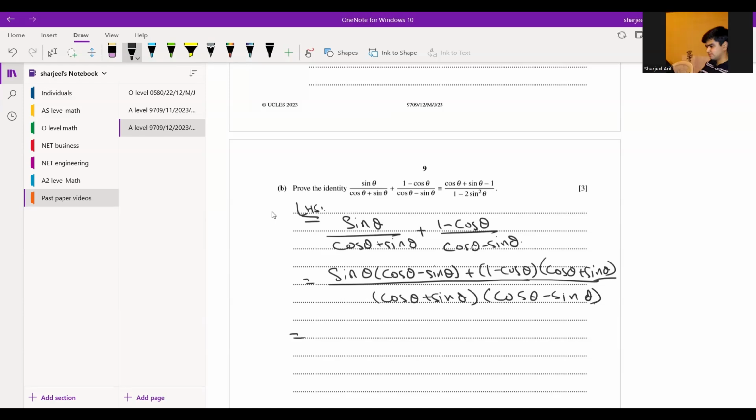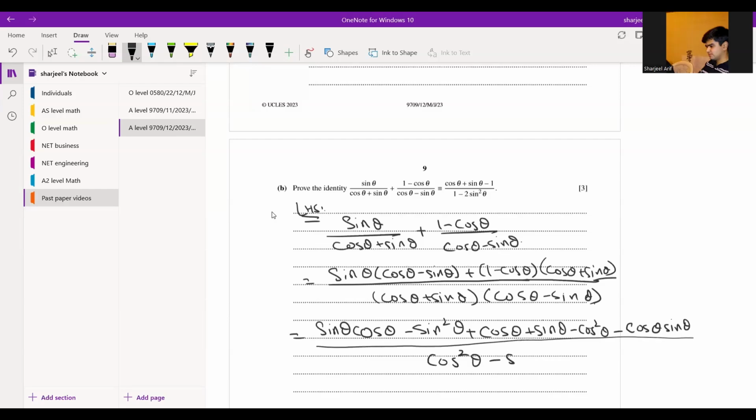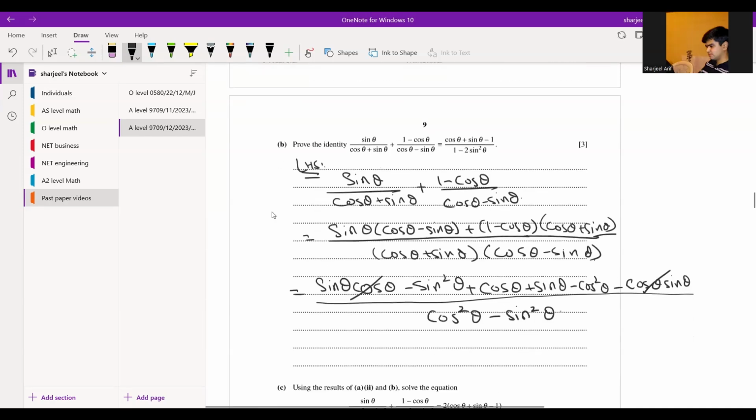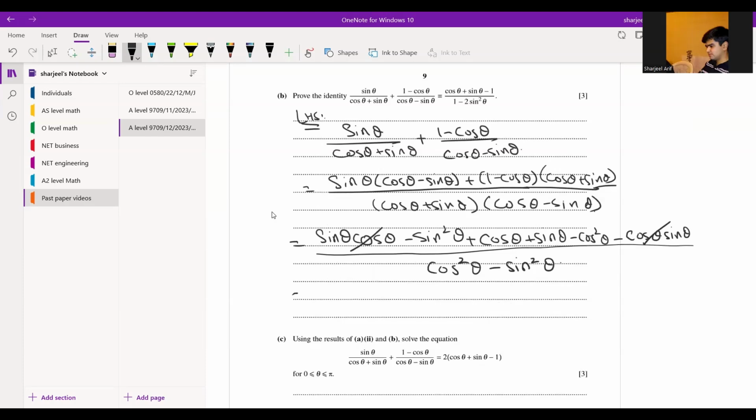We will further multiply the numerators. This will be sine theta cos theta minus sine square theta plus cos theta plus sine theta minus cos square theta minus cos theta sine theta, divided by cos square theta minus sine square theta. So these two values will cancel each other. The remaining part will become sine theta plus cos theta.